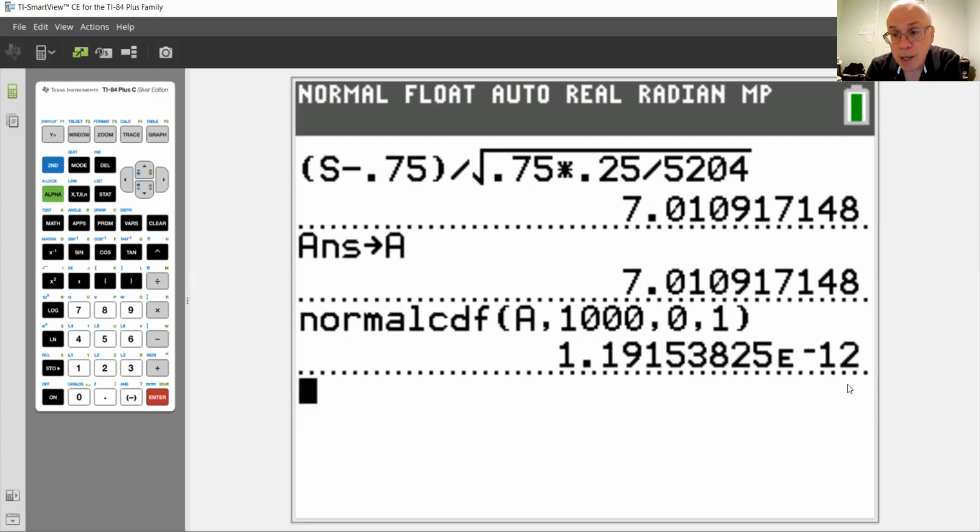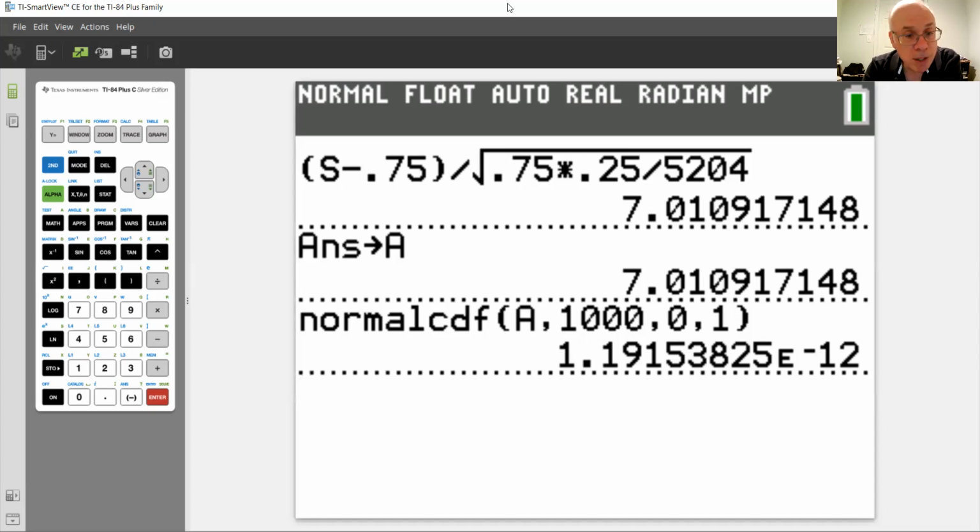And since this is way below any alpha that we could pick, then we're going to reject the null hypothesis. All right, so it doesn't matter whether alpha is 1% or 5% or 10%, doesn't matter. This is going to be a very strong rejection of the null hypothesis. So we would say, now actually let's go back to the problem here so that we state the problem correctly.